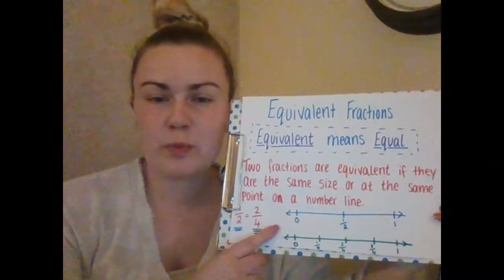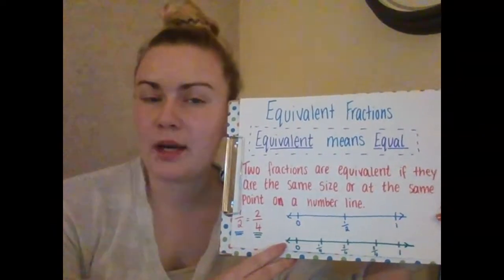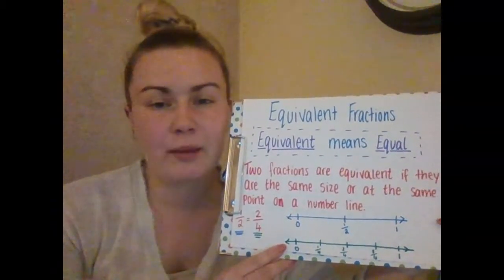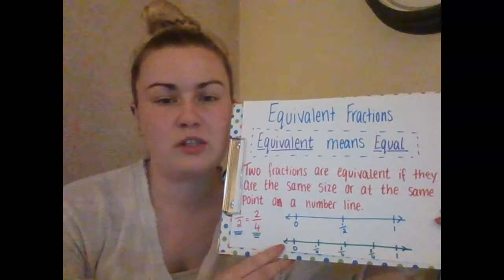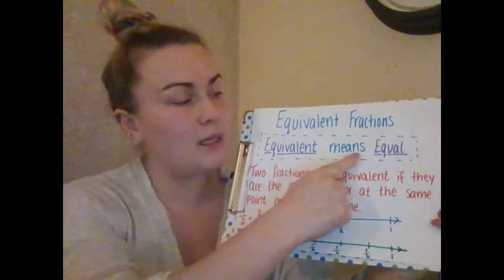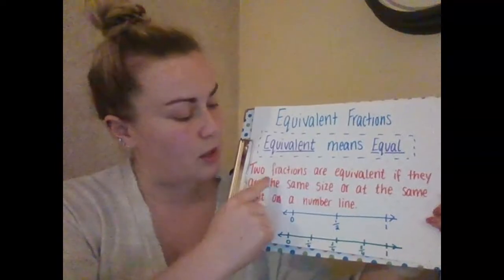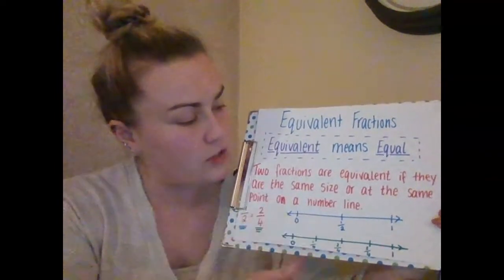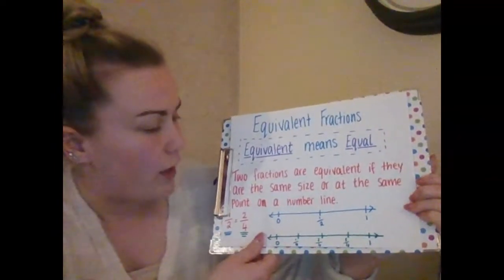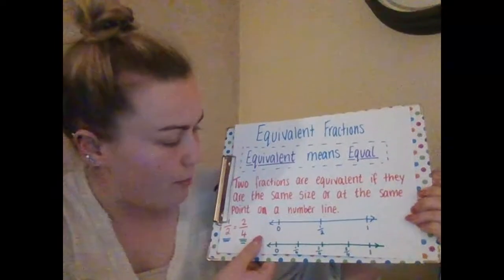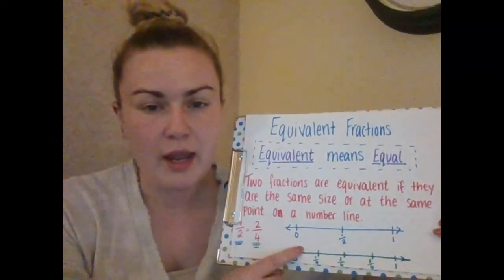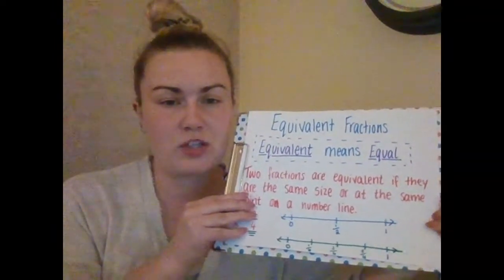Before we get started, I just want to review a couple of things. One thing that I would like to review is our vocabulary of equivalent fractions, okay? So equivalent means equal, okay? And let's remind ourselves as to what equivalent means. Equivalent fractions are when two fractions are equivalent if they are the same size or at the same point on a number line. Okay, so that is what equivalent fractions means.